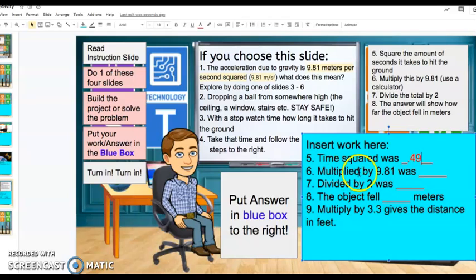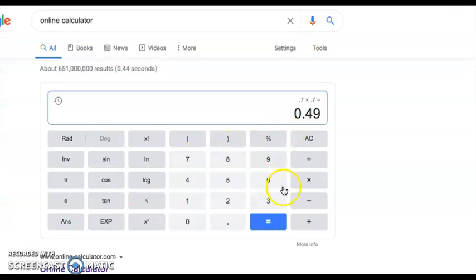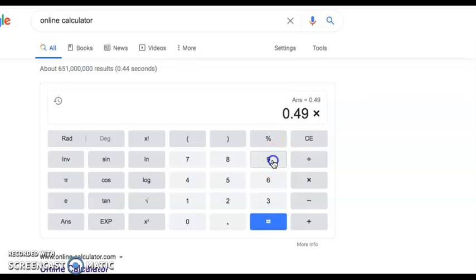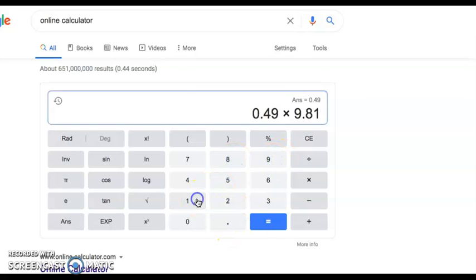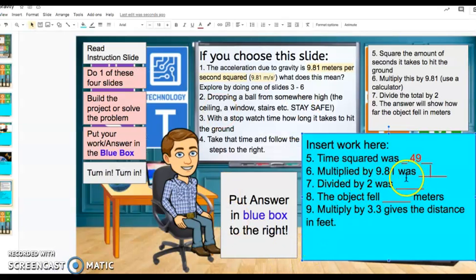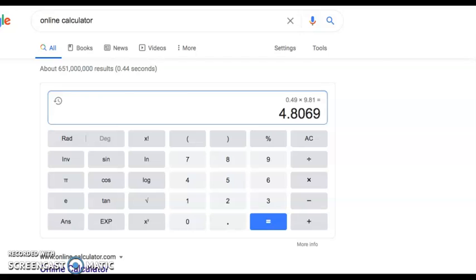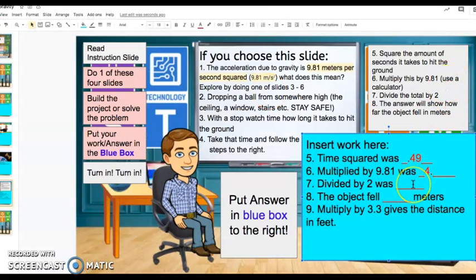Step 6, multiply 0.49 by 9.81, which is the acceleration due to gravity. So 0.49 times 9.81 is 4.8069. Okay, so I'm just going to put down 4.8069, and don't think it's wrong to use a calculator on this one. Those are large numbers. If you don't use a calculator, kudos to you though.